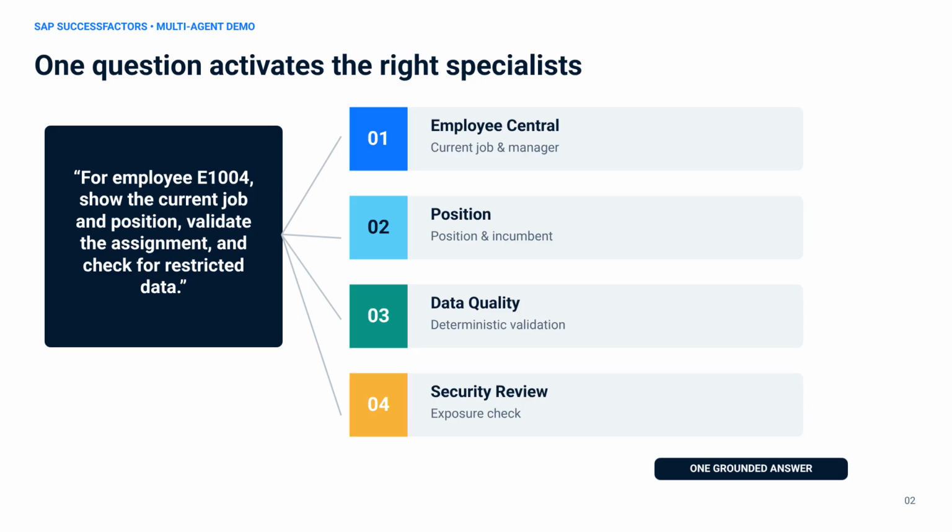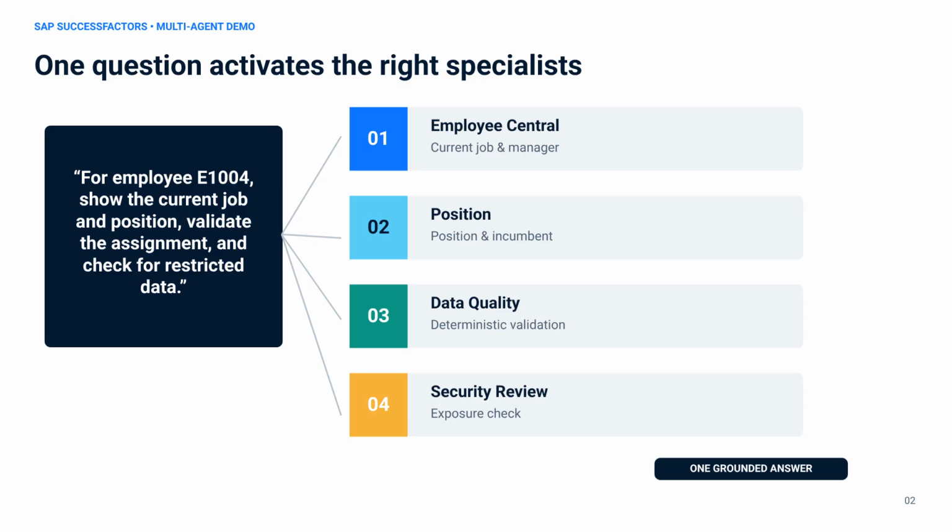Let us look at a typical demonstration question. A user asks: for employee 1004, show the current job and assigned position, validate the assignment, and check the result for restricted data. This appears to be one question, but it actually contains several separate HR tasks.